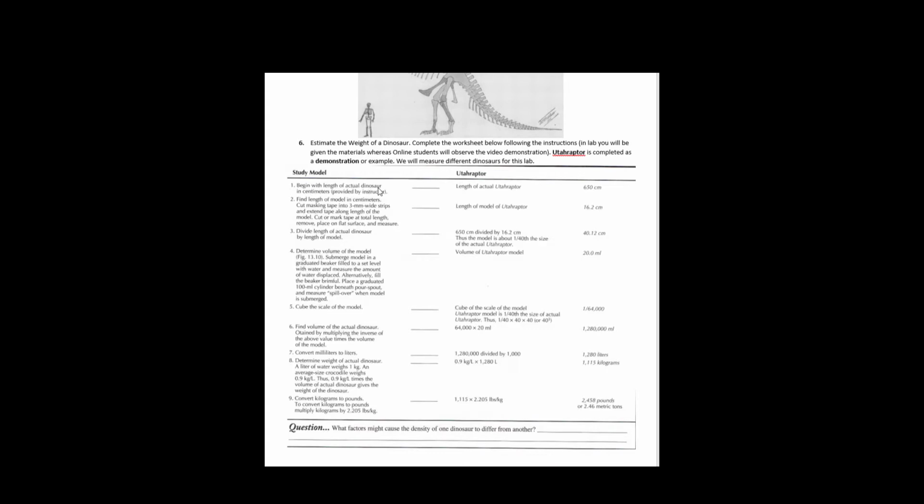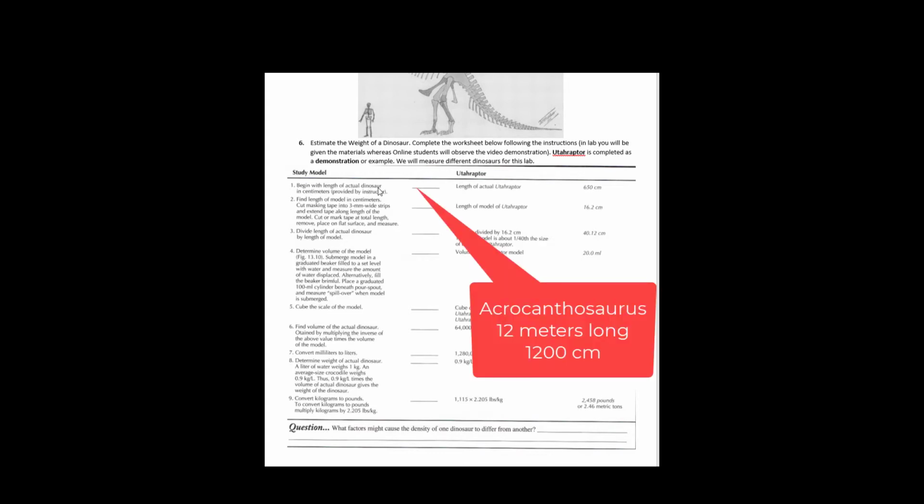So the key thing about this worksheet is I'm going to start off with the actual length of a dinosaur, and we're going to be doing Acrocanthosaurus today, and you'll see in the video that I present Acrocanthosaurus. It's related to Allosaurus, so it's related to the Carnosaurus. And so Allosaurus, Acrocanthosaurus, very similar. 12 meters long, so that's 1,200 centimeters. That would go here. And then you'll see that I'm going to measure the dinosaur using the tape, and you'll see in the model how I do that.